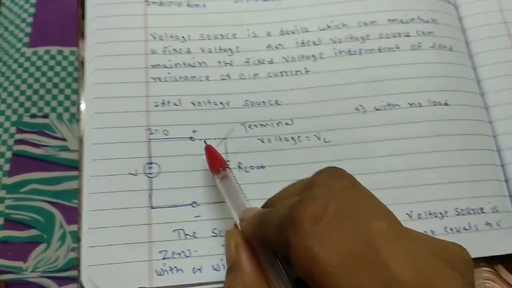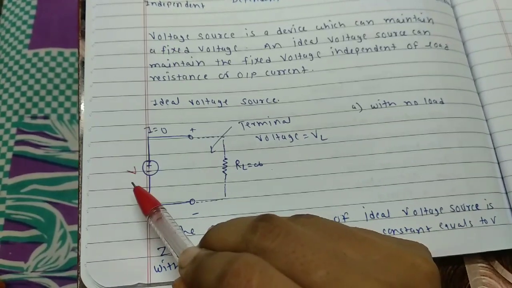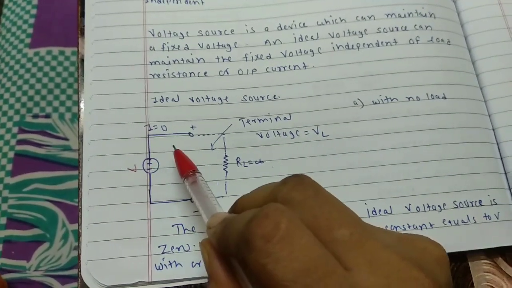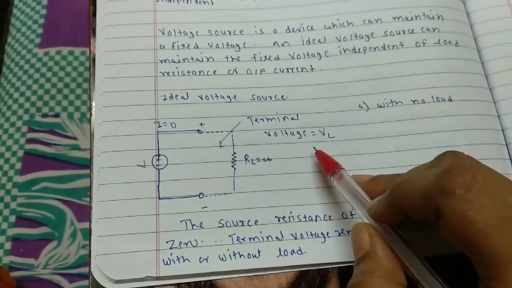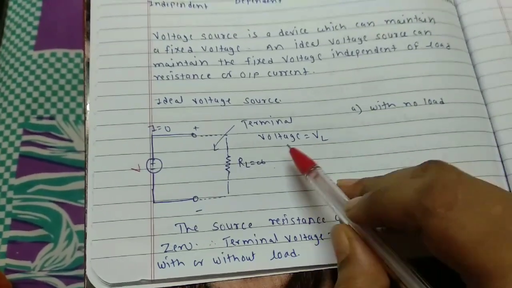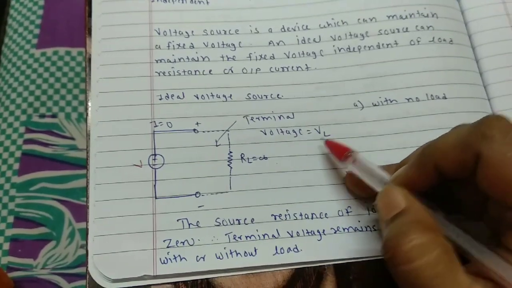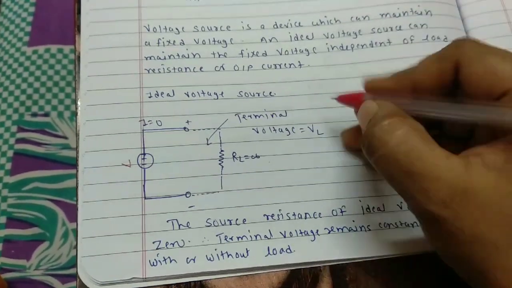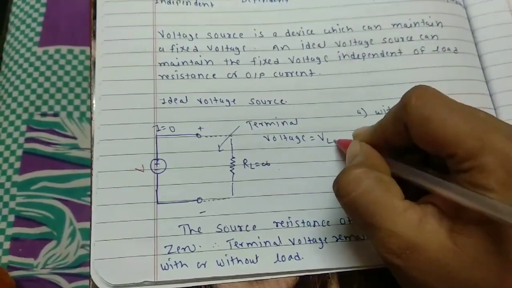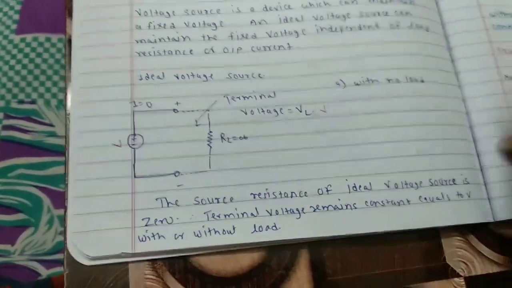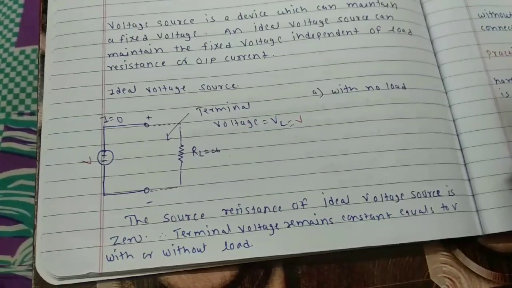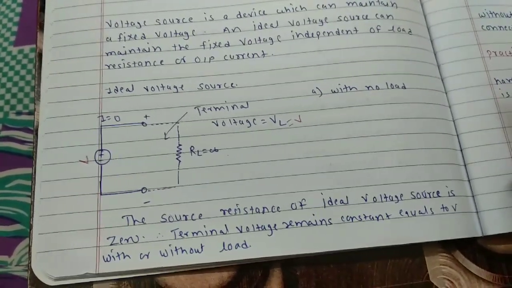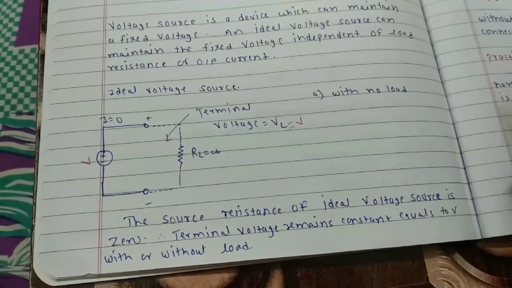V is the applied voltage, I is the current flowing through this. The terminal voltage here in a no load condition is equal to VL, and that VL is simply V. So VL equals V volt. The source resistance of an ideal voltage source is 0. The terminal voltage remains constant, equal to V, with or without load.